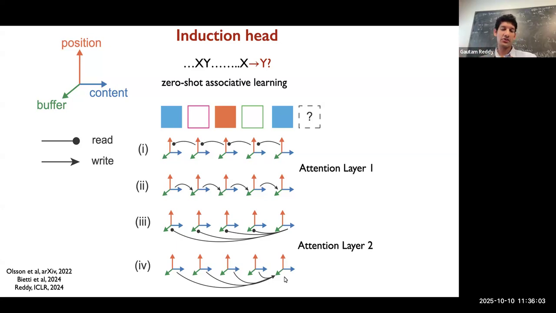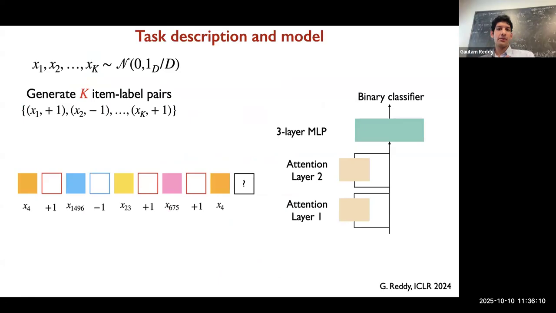This is known as an induction head. This is a minimal cartoon picture of an induction head. So this is what's happening in a two-layer attention model, and this is what is described in this paper.